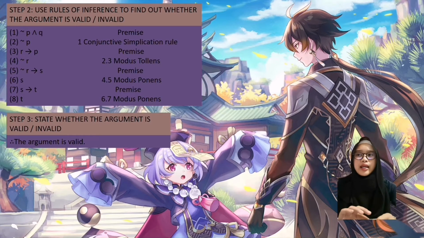Step number 2, we use rules of inference to find out whether the argument is valid or invalid. Number 1, negation P and Q, we get this from our premise just now. Number 2, negation P, we get by using the conjunctive simplification rule on 1. 3, R implies P, also from our premise. 4, negation R, we got by using modus tollens on 2 and 3. 5, negation R implies S, also from our premise. Number 6, we got S from using modus ponens on 4 and 5. 7, S implies T, our premise. And 8, we got T from using modus ponens on 6 and 7.